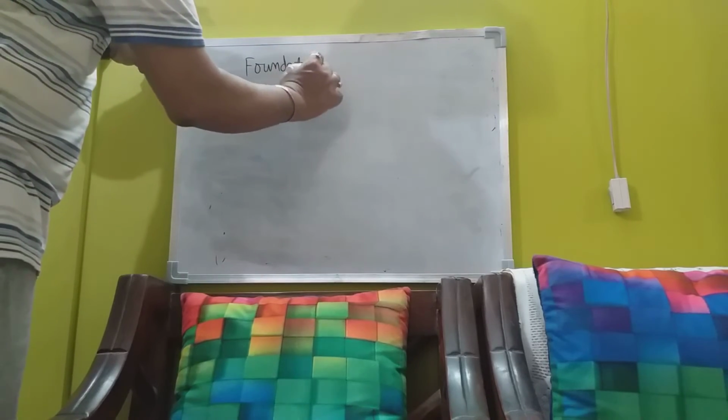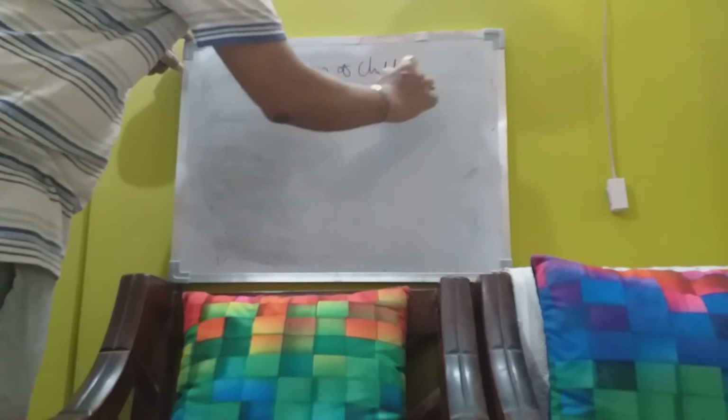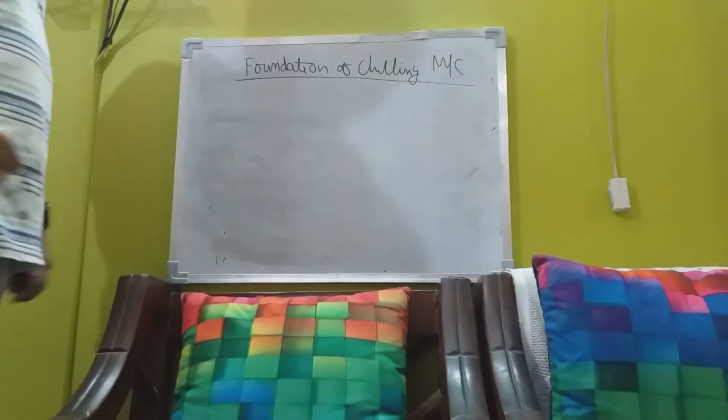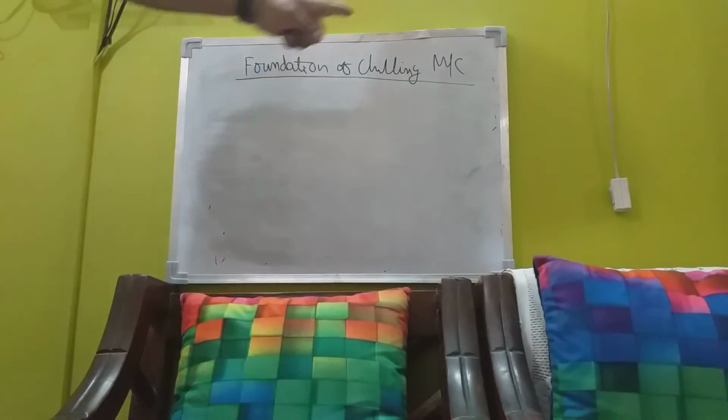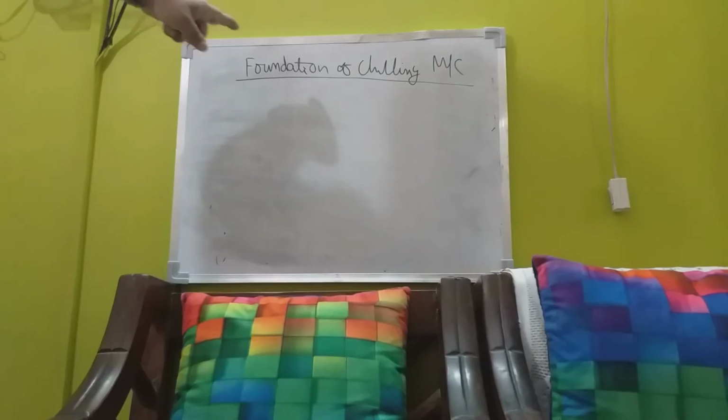Then we have the foundation of the chilling machine. This MC means machine. Remember, M/C means machine. This is a shortcut form. In exam questions, I will write the full word, machine. Don't worry, this is in drawing. These types of forms are generally used.